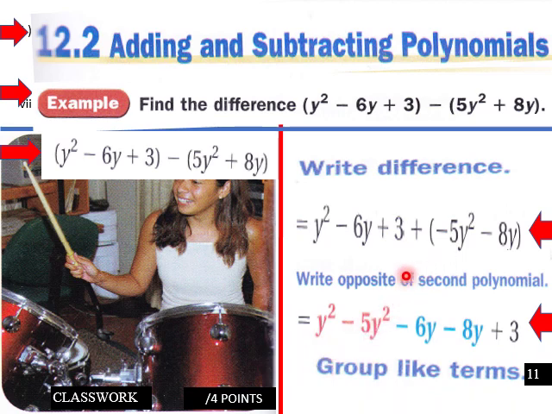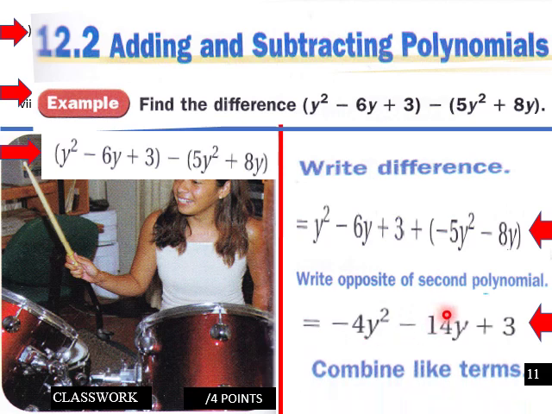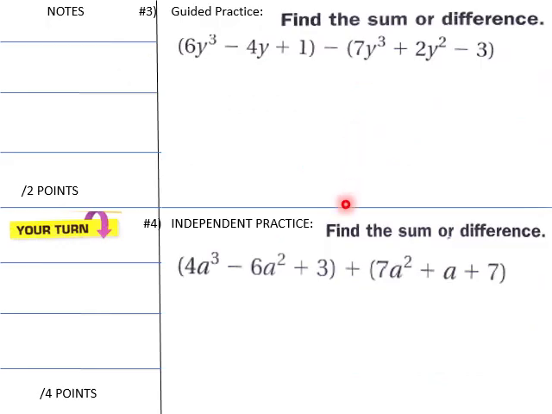And then once we do that, we have y squared minus 5y squared. We're going to move that over here. So we have y squared minus 5y squared, and then minus 6y. And then we're going to move our negative 8y next to our 6y, and then our 3 here. So now we've grouped like terms. So it'll be easier to combine these terms now. So when we combine them together, we have negative 4y squared minus 14y plus 3. That's what our simplification is for this difference here.